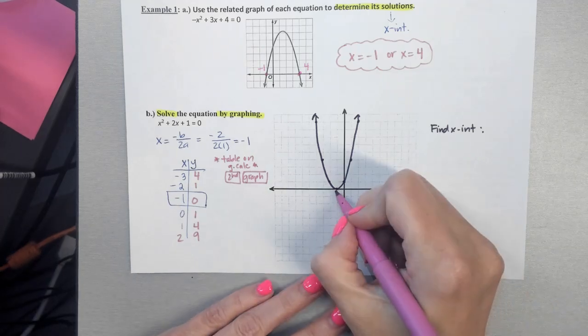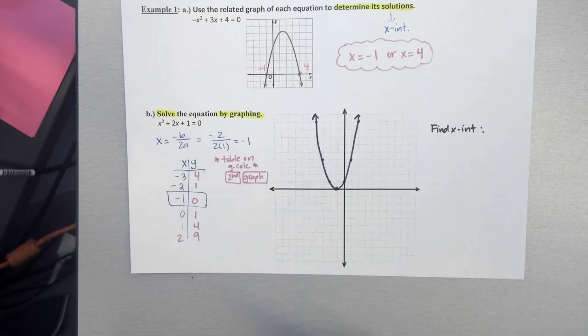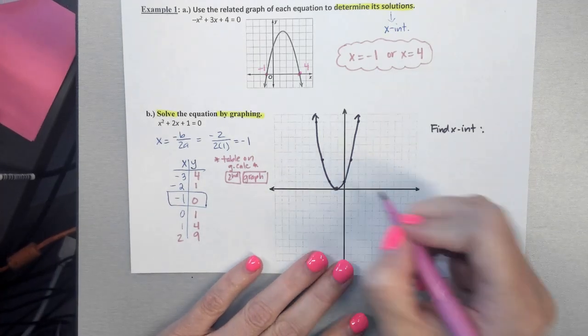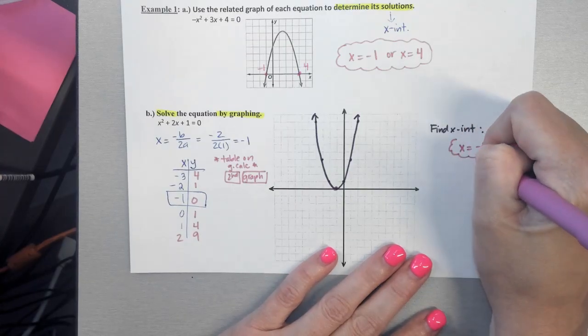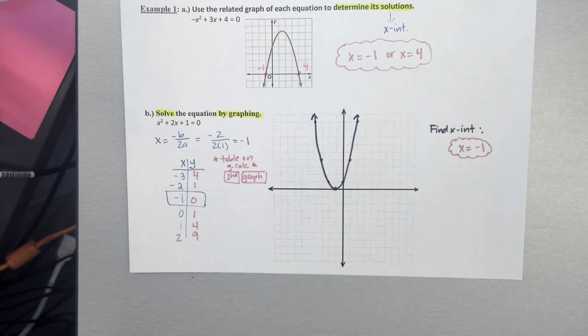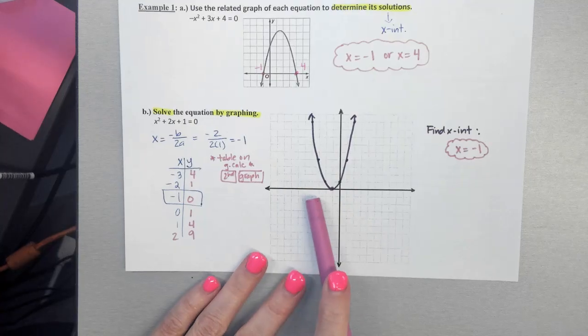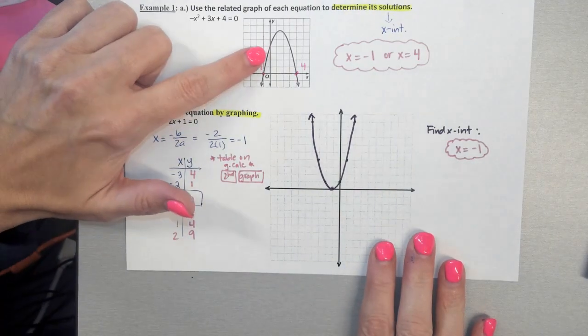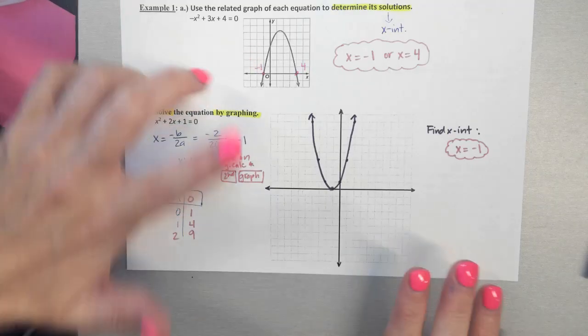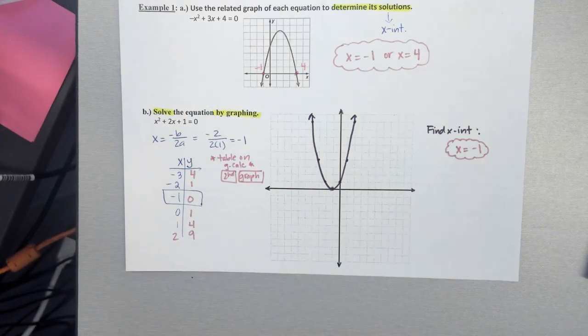In this case, the x-intercept is the vertex. So your x value is -1. Remember that you can have 1 solution, 2 solutions, or no solutions. So if it didn't cross the x-axis, you would write no solution. And if it crossed in 2 places, like we did up here, you would write both of those solutions. So you have all of those cases.